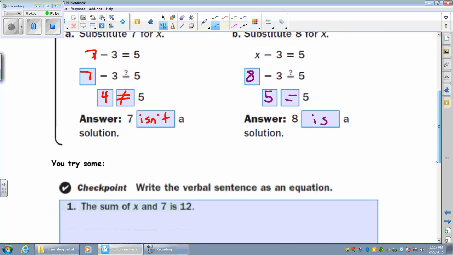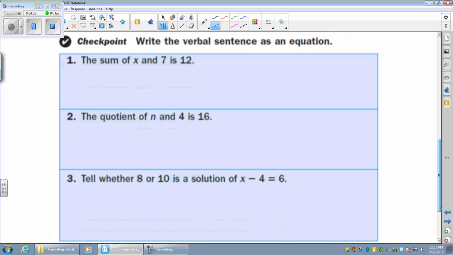So what I'd like you guys to do for me right now is pause the video, try these 3 for me, make sure you read the directions. You don't need to find any answers other than for number 3. And then unpause it when you're done to check.